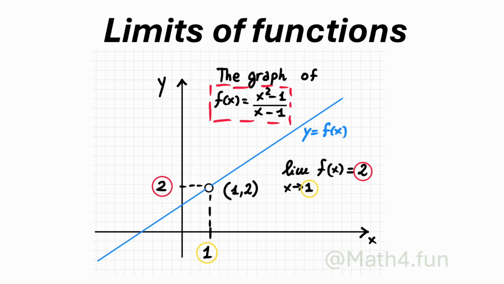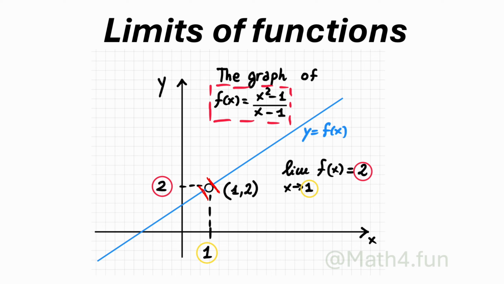Here we have a hole because it's not defined. x approaches 1, and 2 is the value of the limit. And this is true because the question was near x equal to 1. So here, near x equal to 1, the value is 2.